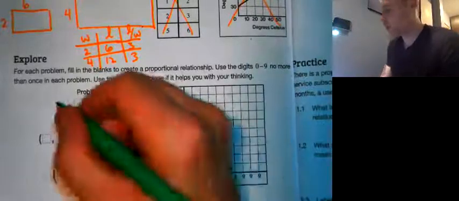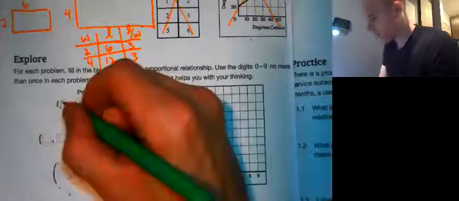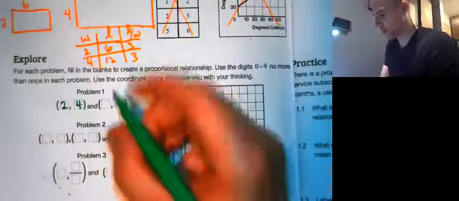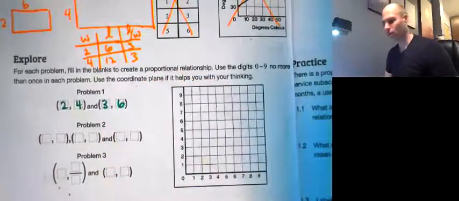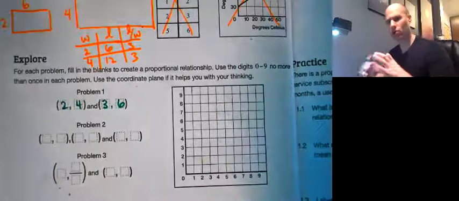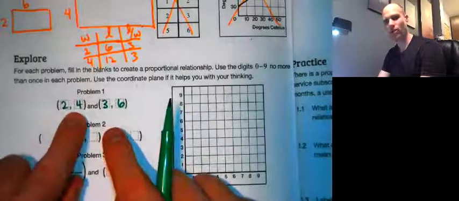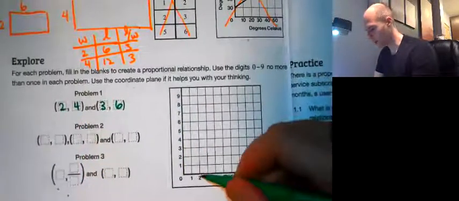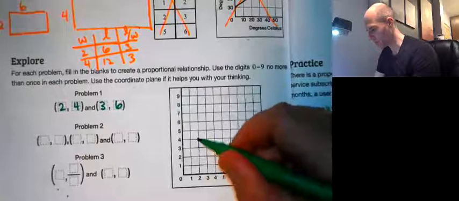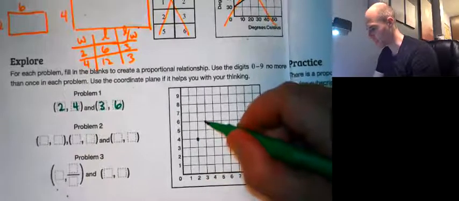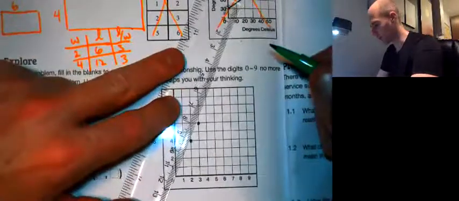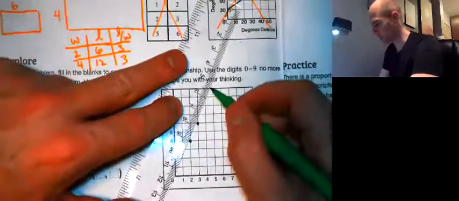So what if I were to do 2, 4 and 3, 6? I'm pretty sure those are going to be proportional to each other because in both cases, the X number times 2 would equal the Y number. But if I put them on the graph, 2, 4 is there, and 3, 6 is there. And I think you can see that if I were to graph those, they look like they're in a straight line and through the origin.